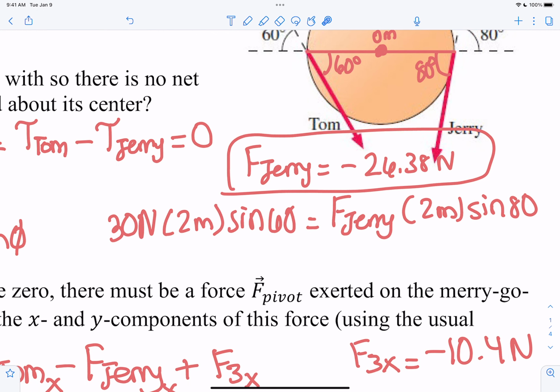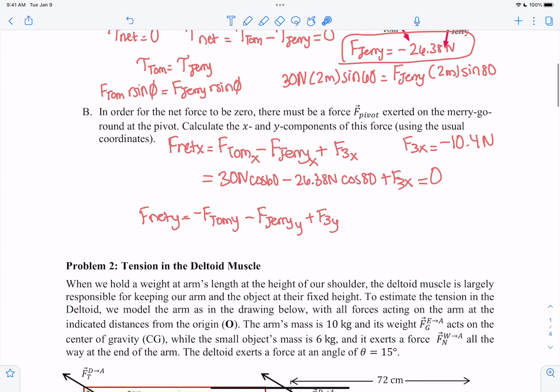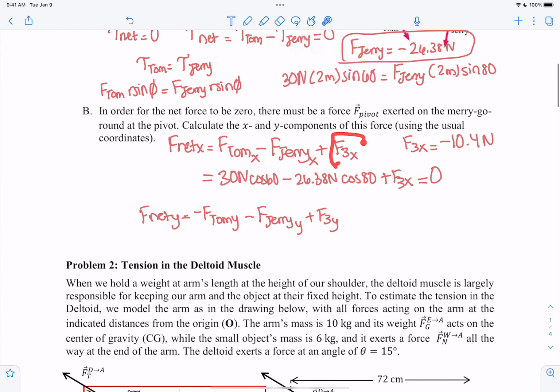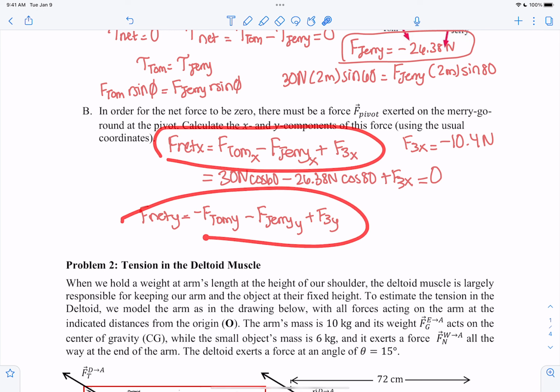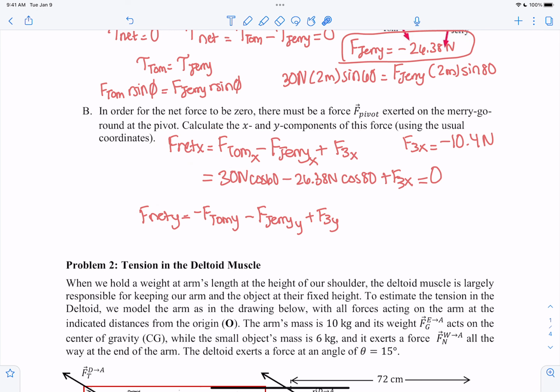Can you explain the F3x part? So F3x is the third additional force that we want to calculate, because they're saying there must be a force F pivot. I just put F3x, so yeah, this would be F pivot technically, exerted on the merry-go-round at the pivot. There's X and Y components to that force that help make the net forces 0 overall. Does that make sense? Cool.